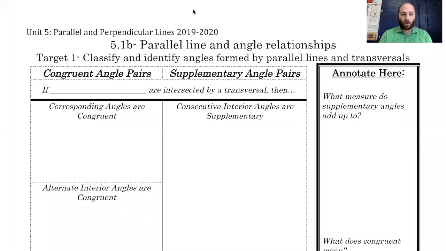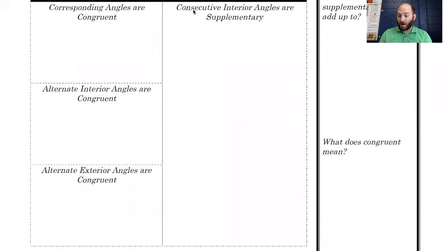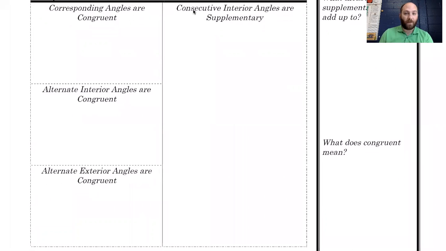Today we'll be talking about 5.1 day 2, parallel lines and angle relationships. So those angles that we talked about in the previous video, this is where it leads up to, okay? If parallel lines are intersected by a transversal, then we get 4 special angle relationships, okay?